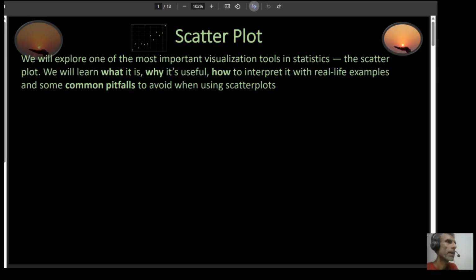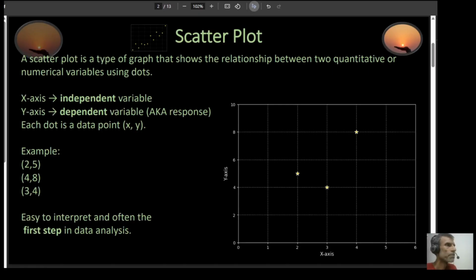Hello, students. Welcome back. In this session, we are going to cover the scatterplot. It's one of the most important visual tools and very commonly used in statistics. We will learn what a scatterplot is, why it is so useful, and how to read and interpret your scatterplot with real life examples. And also, we will look at some of the common pitfalls to avoid when you use a scatterplot.